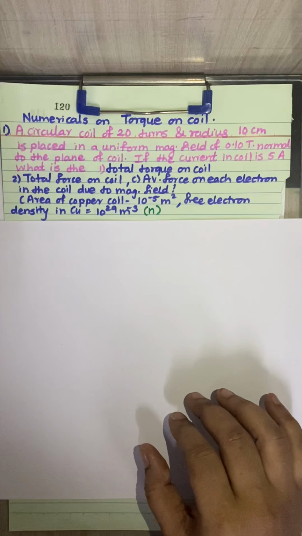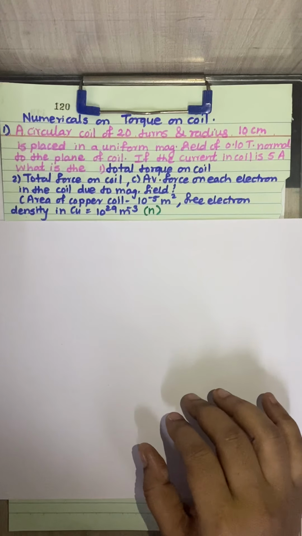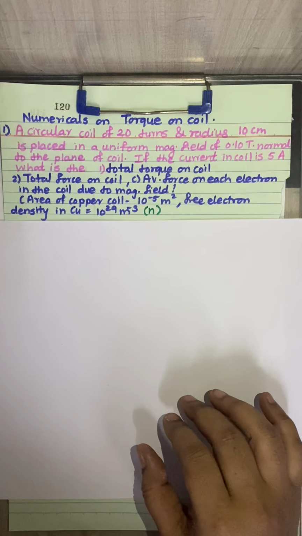Good morning, children. Today we are going to discuss the numericals of the torque on the coil. A circular coil of 20 turns and radius 10 centimeter is placed in a uniform magnetic field of 0.1 Tesla, and that magnetic field is normal to the plane of the coil. If the current in the coil is 5 ampere, what is the total torque on the coil, the total force on the coil, and the average force on each electron in the coil due to the magnetic field?